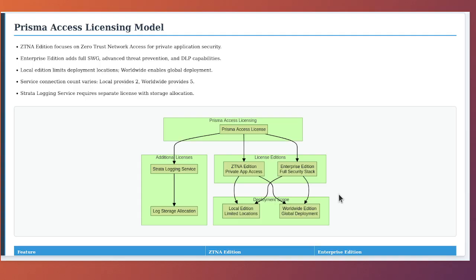Prisma Access Licensing Model. Understanding the Prisma Access licensing model is essential for planning your deployment and ensuring you have the appropriate capabilities for your organization's needs. Palo Alto Networks offers several license editions that provide different levels of functionality. The diagram shows the license hierarchy.